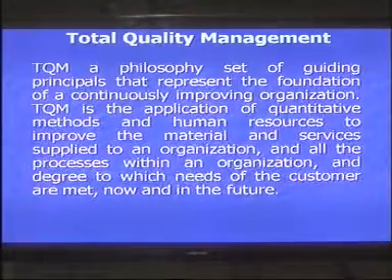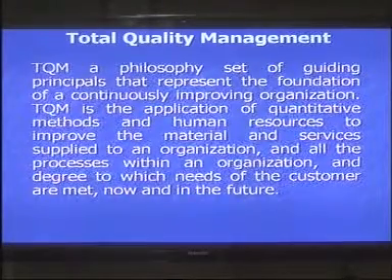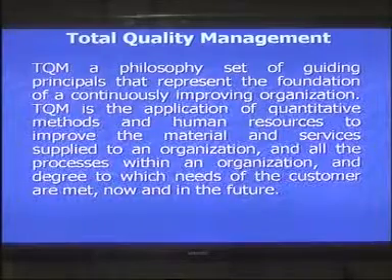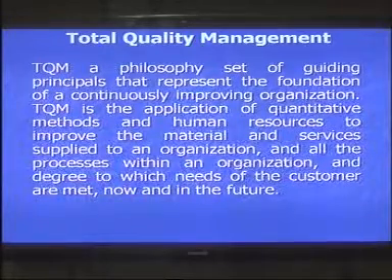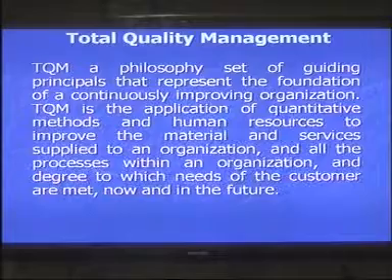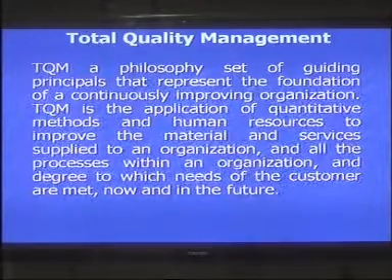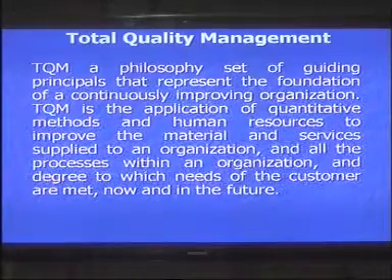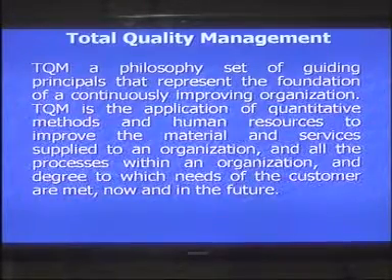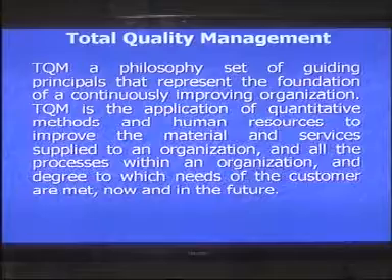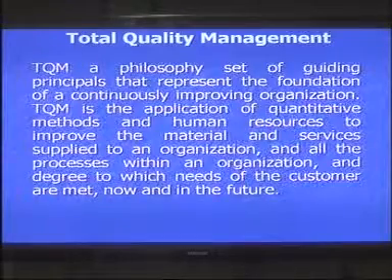Now, total quality management. TQM is a philosophy, a set of guiding principles that represent the foundation of a continuously improving organization. TQM is the application of quantitative methods and human resources to improve the material and services supplied to an organization and all the processes within an organization, and the degree to which the needs of the customer are met now and in the future.